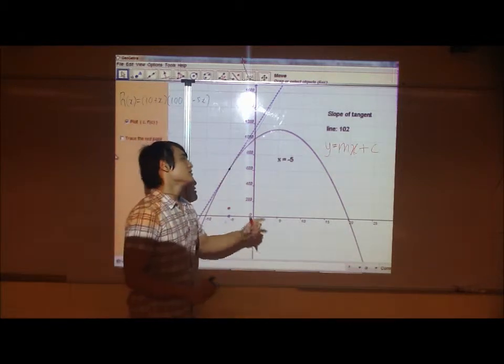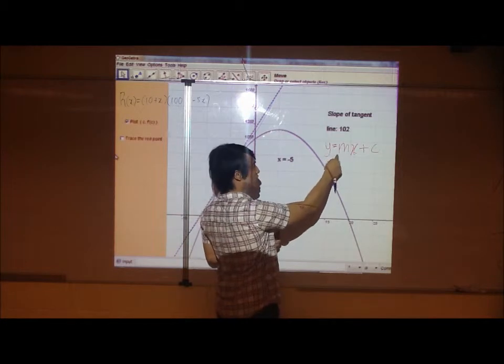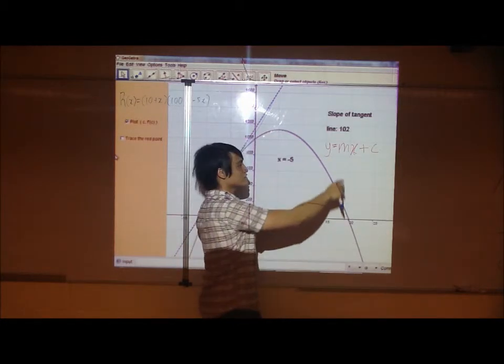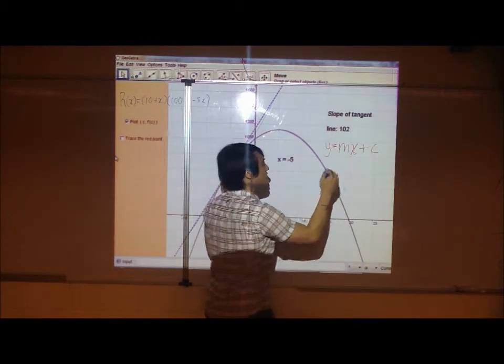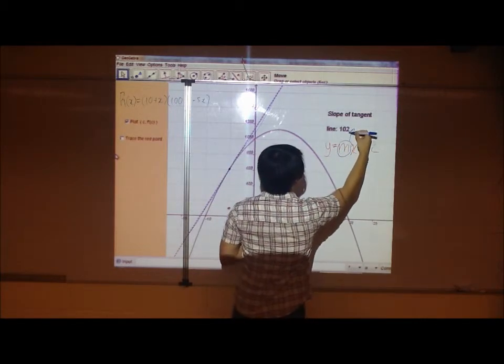Okay, now, because the slope of the tangent is a line, we know the equation is y equals mx plus c. This equation you should know from the previous lessons. And you should also know that m is the value for the slope of the tangent.